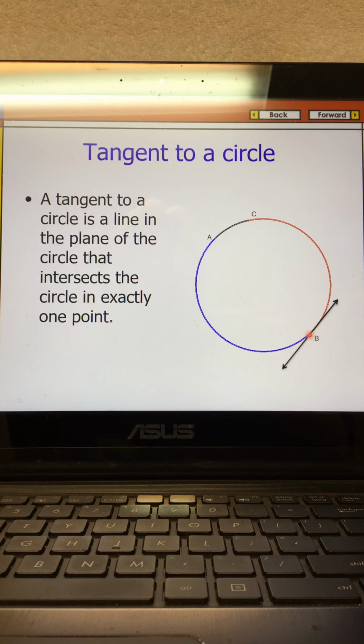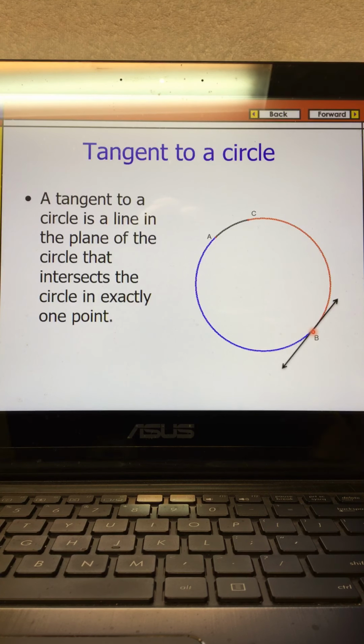So somewhere in here is point B, and that is the only point in which they actually touch. And your book will say lines that appear to be tangent are tangent. Sure, it looks like it's touching in more than one point, but it is a tangent. And the only reason it doesn't look like that is because when we draw a line, it has a certain amount of width to it.